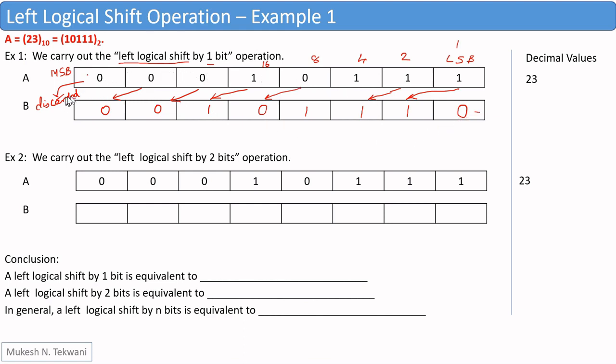No, this 0 has been lost. It has been discarded, and we have put a 0 in the least significant bit. Now if we look at this number, let us calculate what is the decimal value of this.